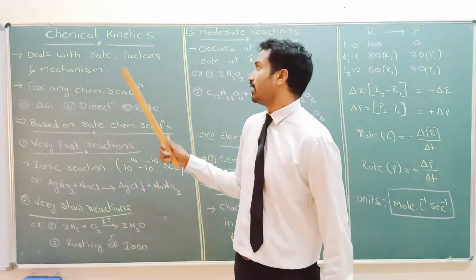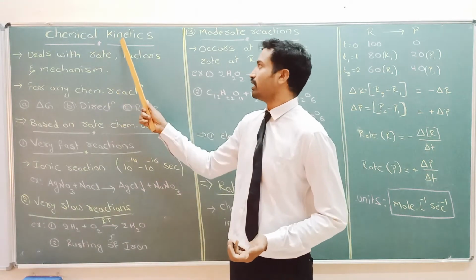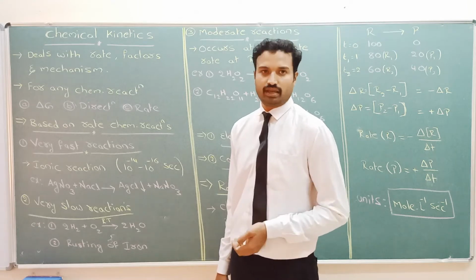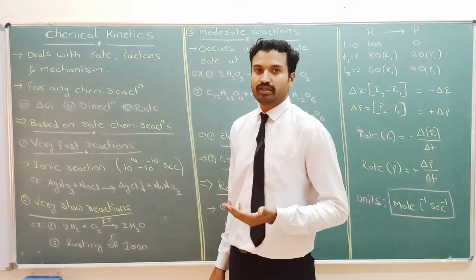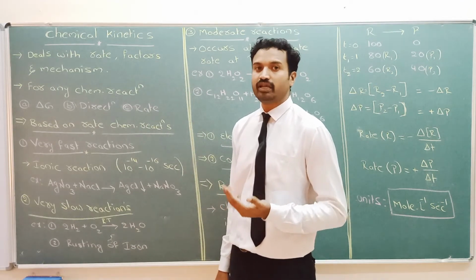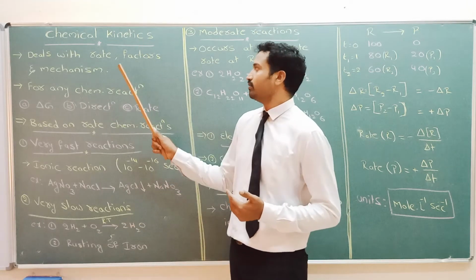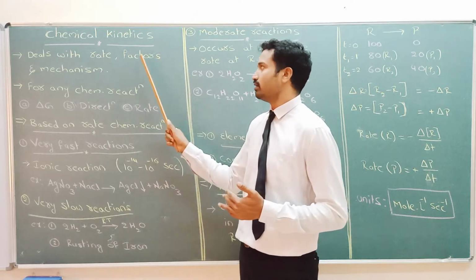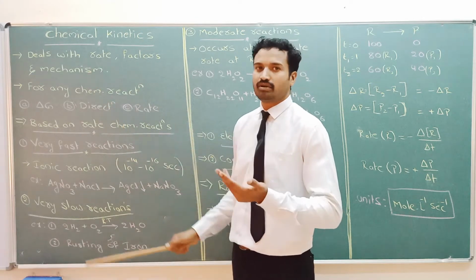Here, kinetics means speed or rate of a reaction. Chemical kinetics means we discuss the rate of a reaction or speed of a reaction. So, it is a branch of chemistry that deals with the rate of a chemical reaction or speed of a chemical reaction. Again, we are going to discuss factors affecting the rate of reaction. Under this chapter, the other topics are factors affecting the rate of reaction and mechanism of the reaction.